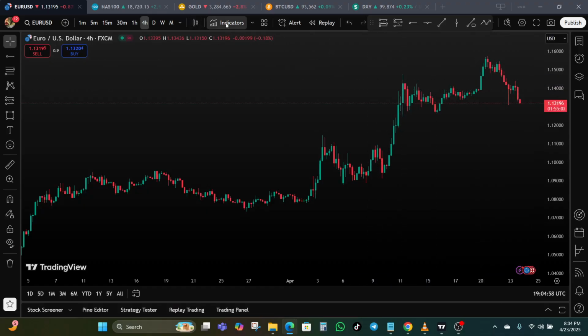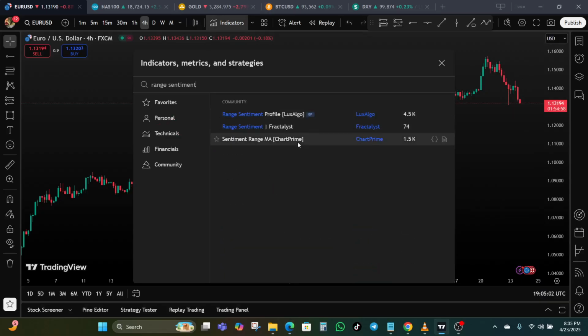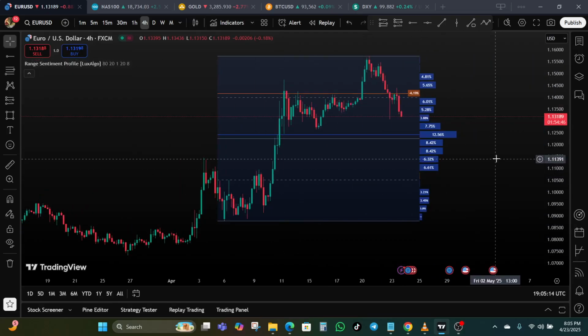Okay, so now let us add the range sentiment profile. This is it, the range sentiment profile by LuxAlgo. Let's add this indicator to the chart right now. So this strategy is all about recognizing where the market is consolidating and using LuxAlgo's range sentiment profile to identify high probability reversal and breakout zones.